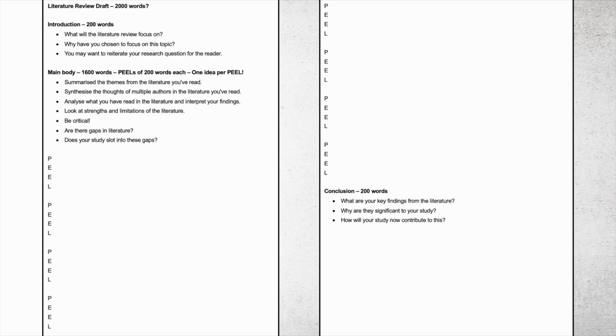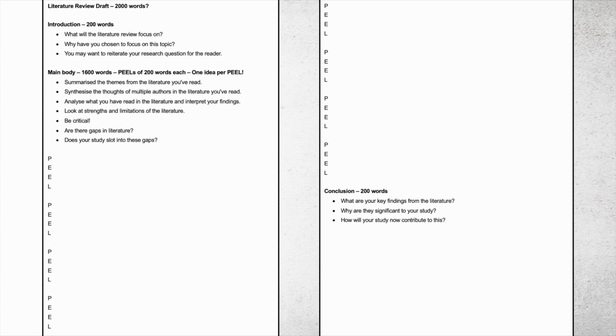Main body. Break it down into PEEL paragraphs of 200 words each. One idea per PEEL paragraph. You can see I've written PEEL down the side because we need to be making points. We need to underpin with evidence. We need to explain what that means, why it's significant, and we need to wrap everything up with a link.